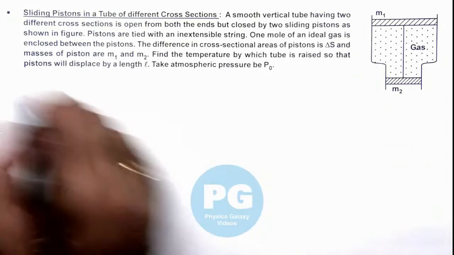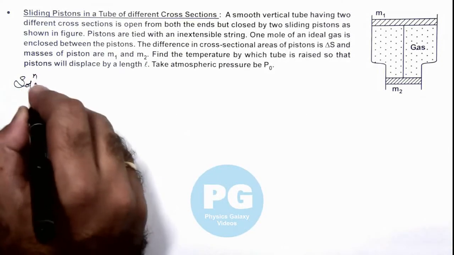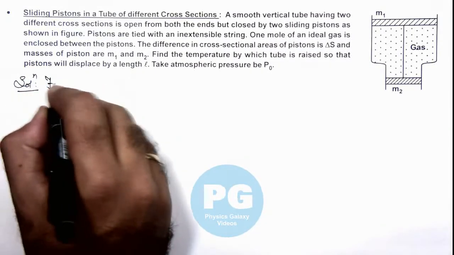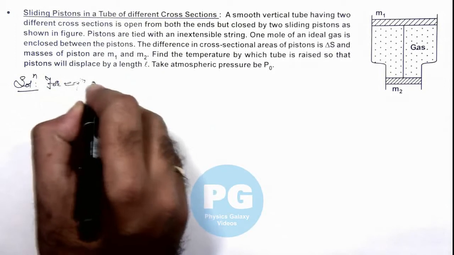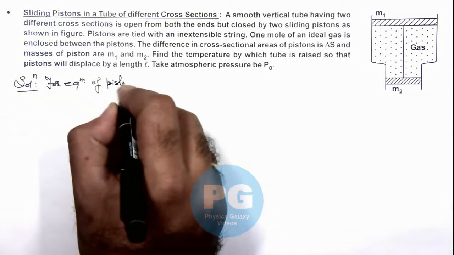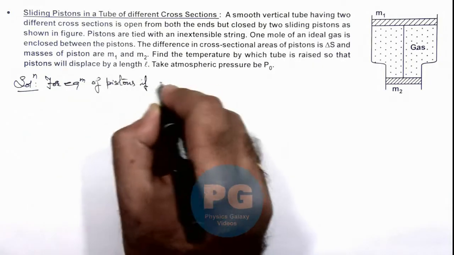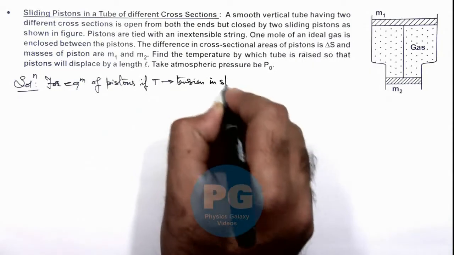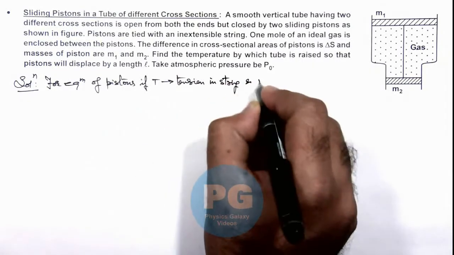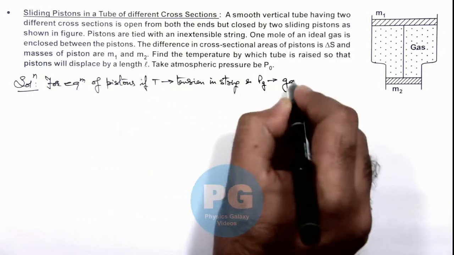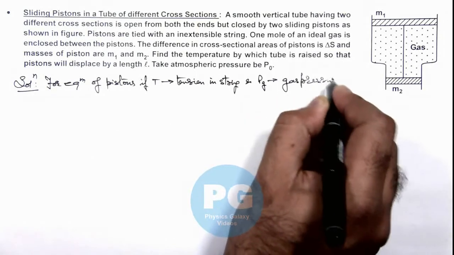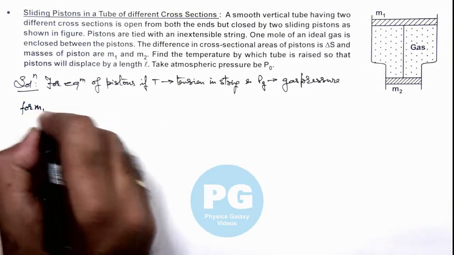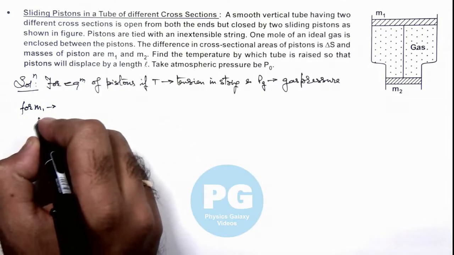Now in this situation, in the solution we can see that when the pistons are in equilibrium, we can write for equilibrium of pistons, if T is the tension in the string and we consider Pg is the gas pressure, then we can write the equation for M1.